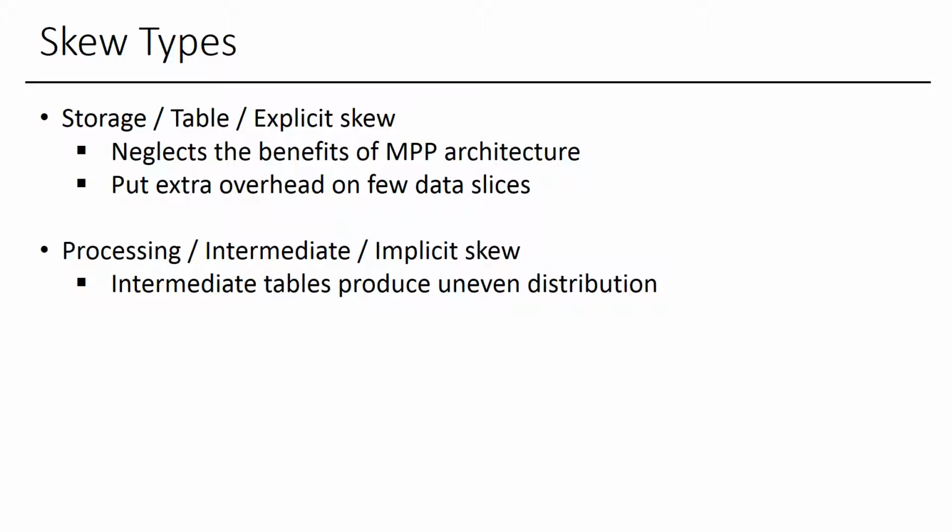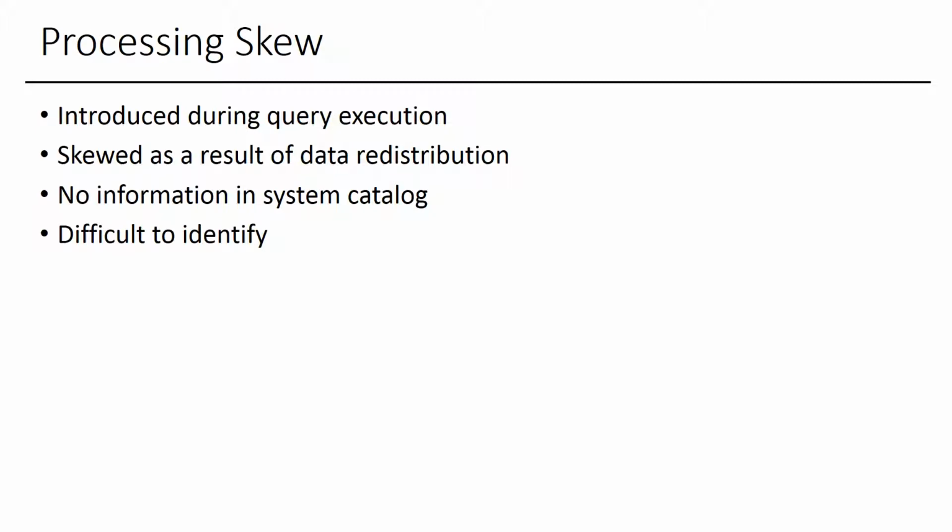A query will need to process table data in various ways to produce the final result set. Along the way, NPS creates intermediate tables to filter, project, sort, and aggregate data, along with broadcasting and redistributing data. These intermediate tables may produce an uneven distribution, which can negatively impact query performance. This kind of uneven data distribution is called processing skew. Processing skew is introduced during query execution.